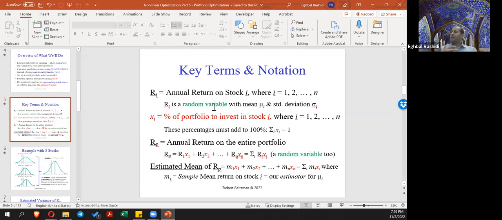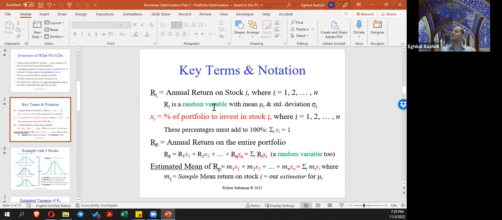Xi is going to be the percentage of the portfolio. It's going to be our decision variable. That means what percentage of the portfolio we should invest in stock one, in stock two, in stock three, in stock whatever number. So Xi is the percentage of the portfolio invested in stock i. Then we have N options here. These percentages must add up to 100%, of course.